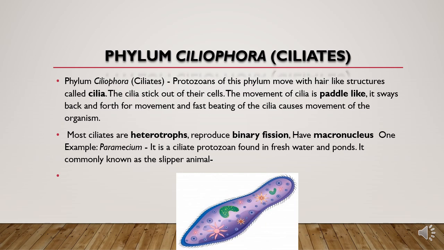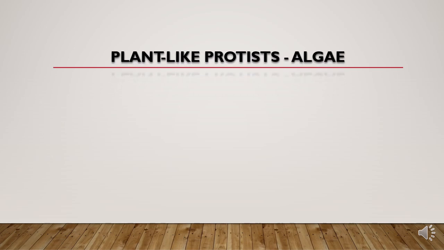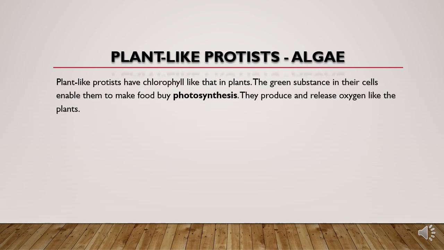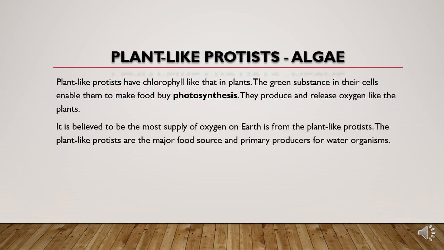So let us proceed. We also have plant-like protists, which are algae. We have different types of algae, and their form of nutrition is autotrophic, which means they make their own food by the process of photosynthesis. It is believed that they are the largest supply of oxygen to the earth, and these protists are the major food source, the primary producers, of water organisms.